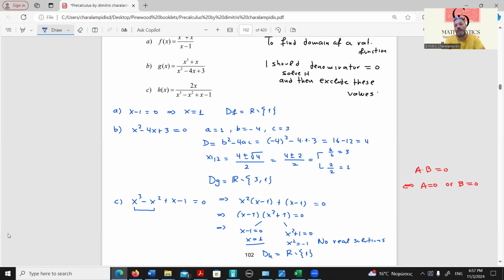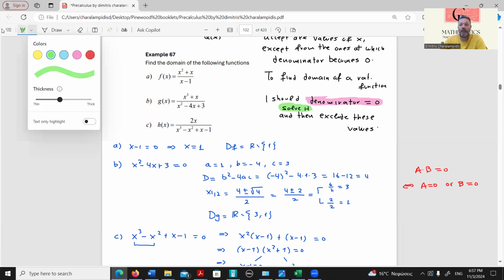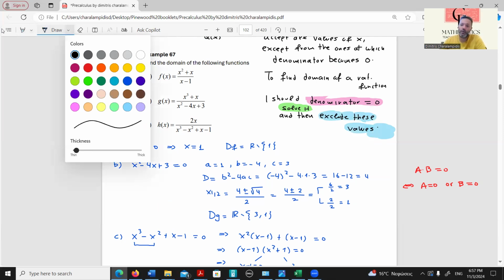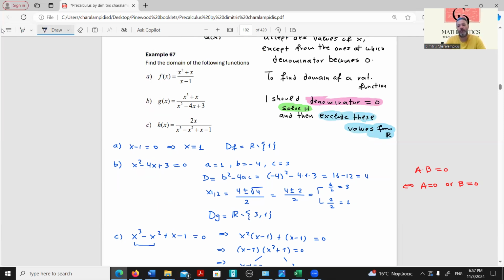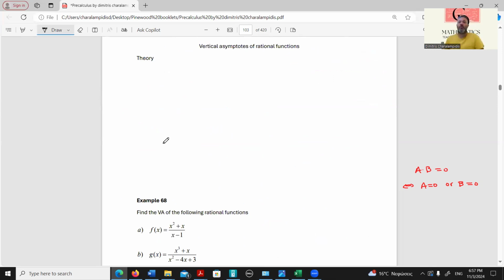And there goes the first part of this video, which was dedicated to the domain of a rational function. Once again, the key part of that was to take the denominator of the rational function, make that equal to 0, solve this, and then exclude these values from the set of real numbers. Let's go now to the second part, which is the vertical asymptote of a rational function.